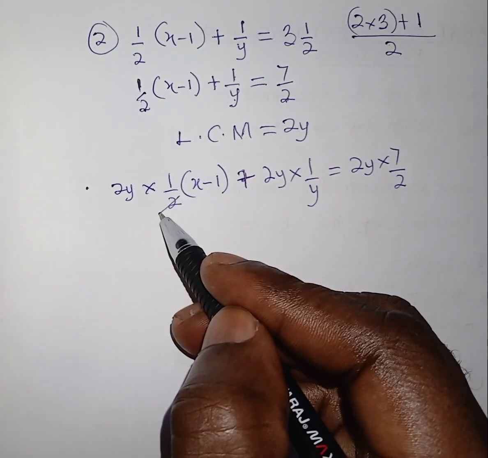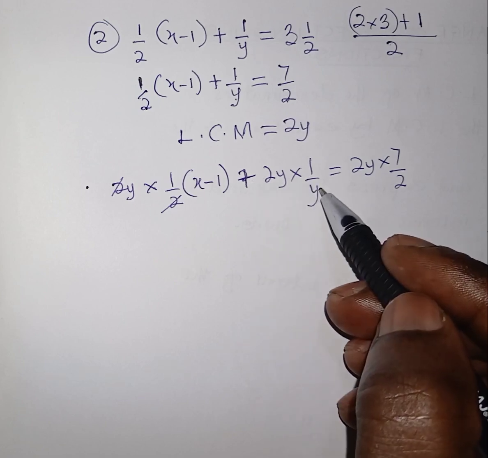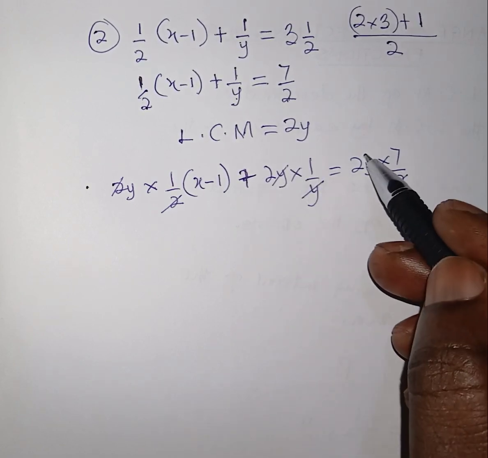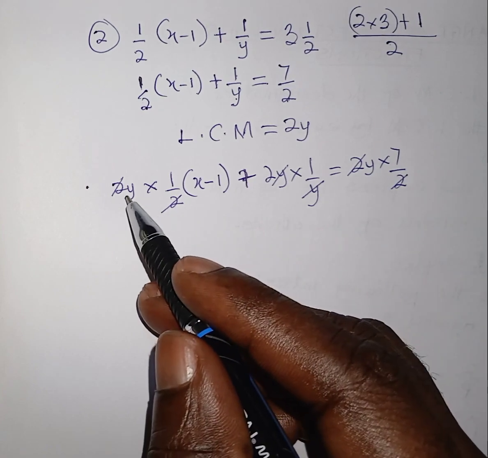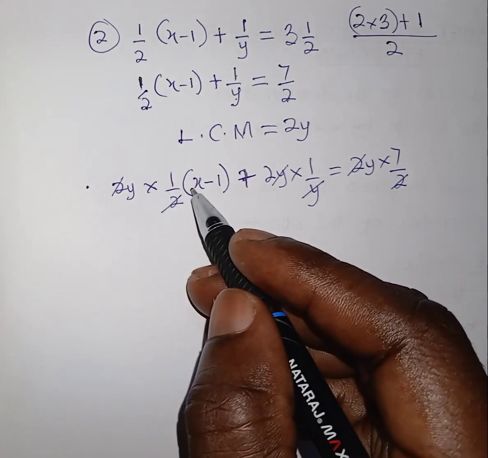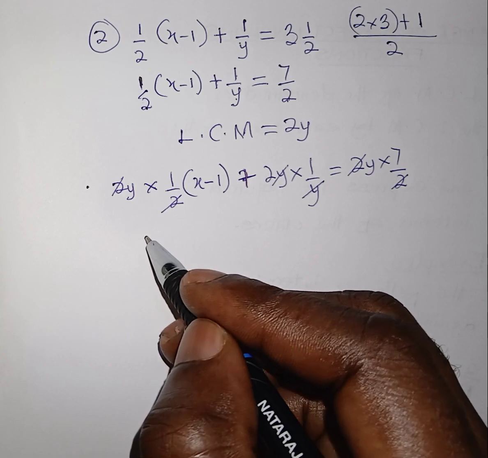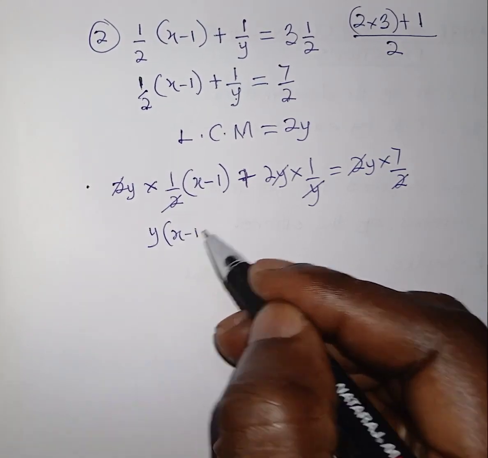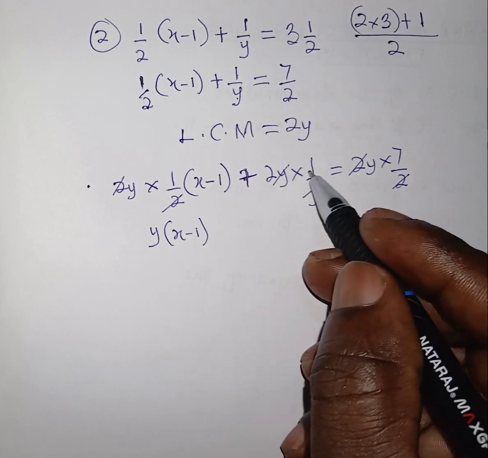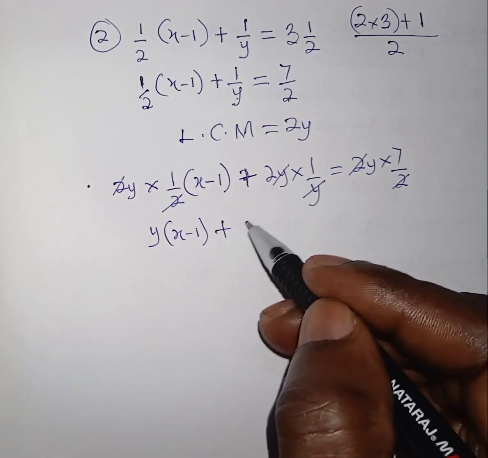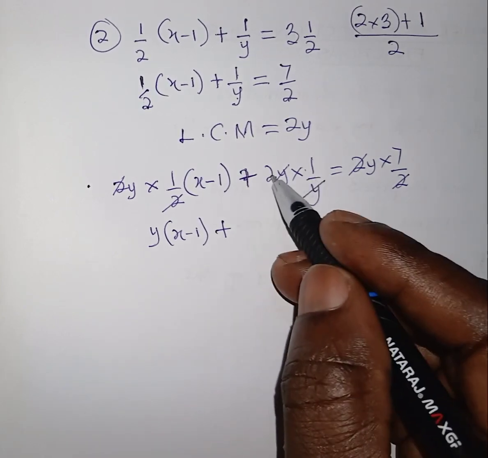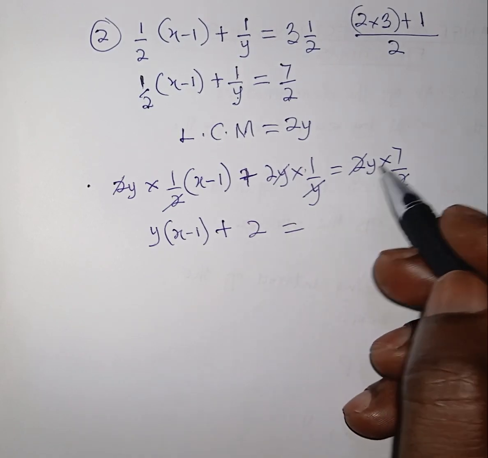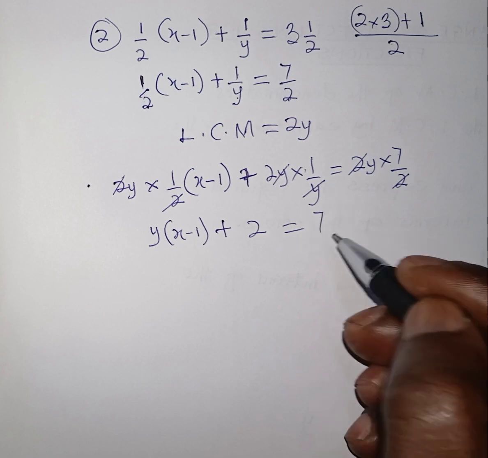So 2 is here, we cross out, and then we have what? Y is here, we cross out. 2 is here, we cross out, leaving what? Y times what? 1. So we are going to then have y multiplying x minus 1, which is equal to, or plus 2 multiplying 1. 2 times 1 gives me 2, which is equal to y multiplying 7, and that will be what?